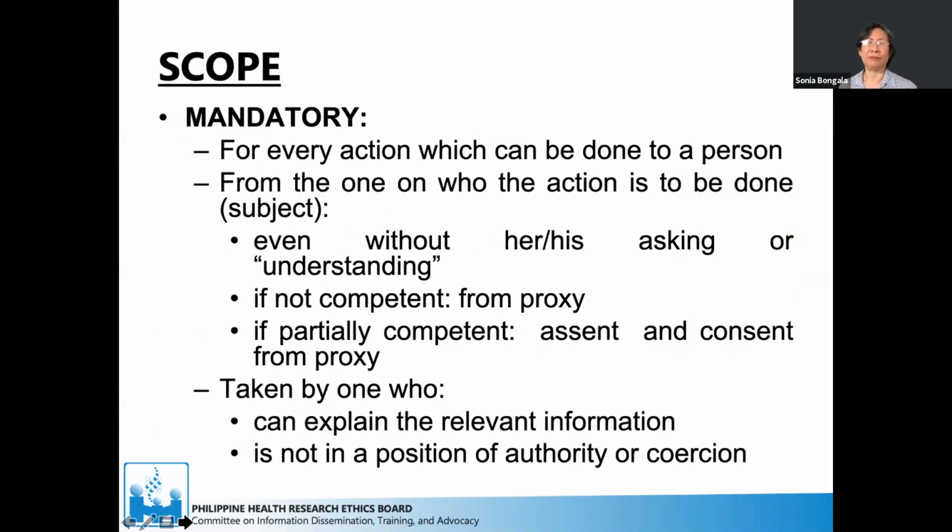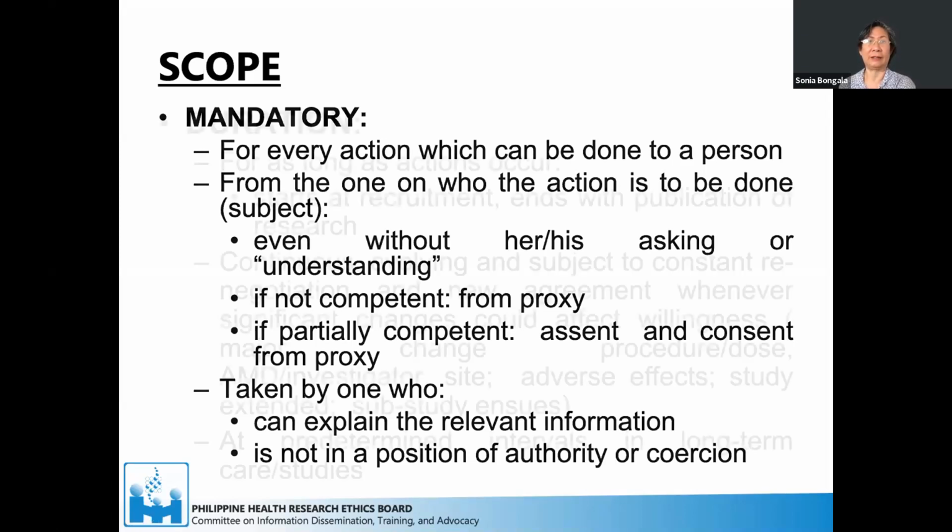And then, if the participant is partially competent, may pwedeng mag-intindi, like in children, specific ages, an assent can be obtained besides the consent from the proxy or legally acceptable representative. The one who will take the consent should be able to explain the contents of the form or the procedure, and the position should not be one of authority or superiority, and there should be no external influence, undue influence or coercion in the consent taking.